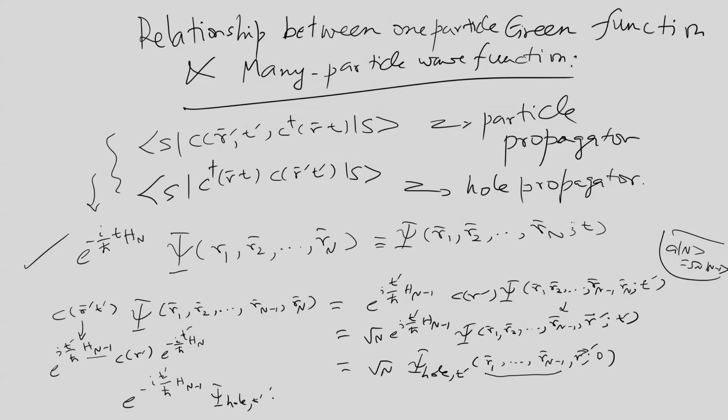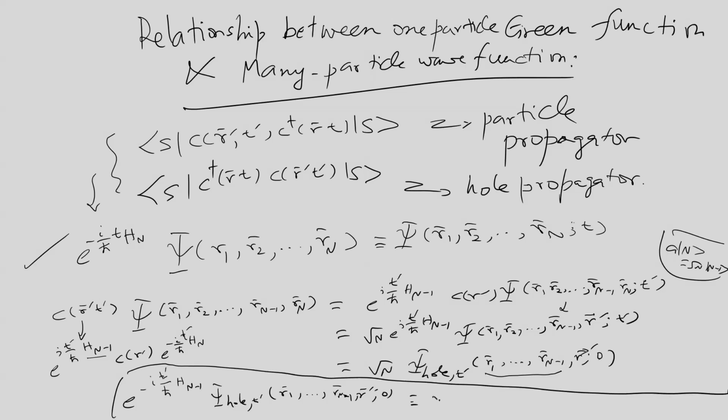So, this is going to be psi of r 1, r 2, up to r n minus 1, r dash, t dash.